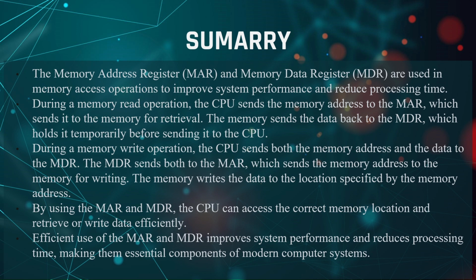During a memory write operation, the CPU sends both the memory address and the data to the MDR. The MDR sends both to the MAR, which sends the memory address to the memory for writing. The memory writes the data to the location specified by the memory address. By using the MAR and the MDR, the CPU can access the correct memory location and retrieve or write data efficiently. Efficient use of MAR and MDR improves system performance and reduces processing time, making them essential components of modern computer systems. Thank you.